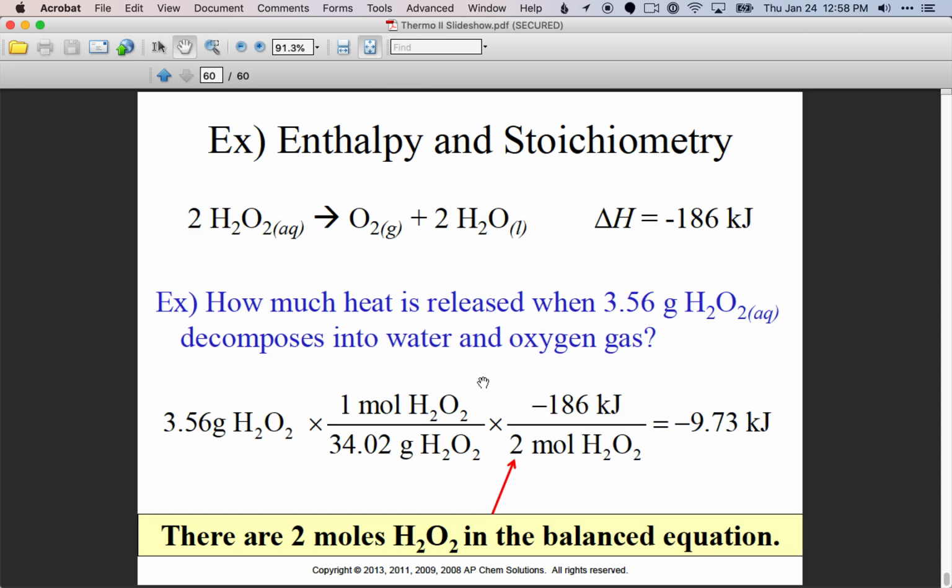Okay, now with stoichiometry, they could ask you, and this you might see on your exam, where they give you a mass of a substance and you have to figure out how much energy is released or absorbed from that reaction. So notice that they take the mass of the compound and they change it into moles, and they multiply it by the enthalpy, but you have to use stoichiometry to make sure that you get the correct amount for that substance. So you need a balanced chemical equation and you need the molar mass of that substance.